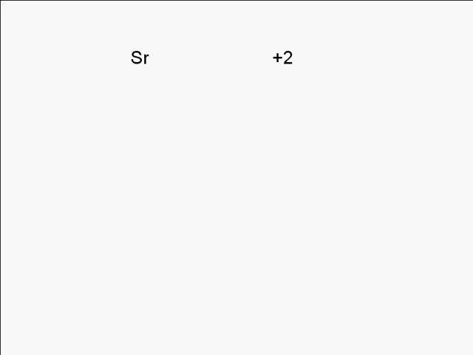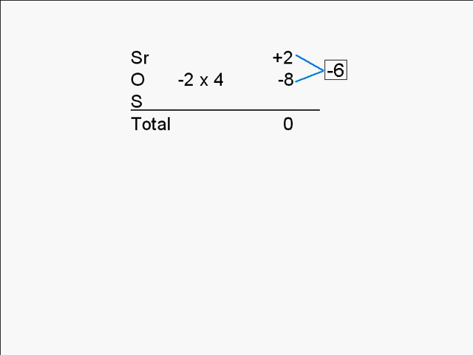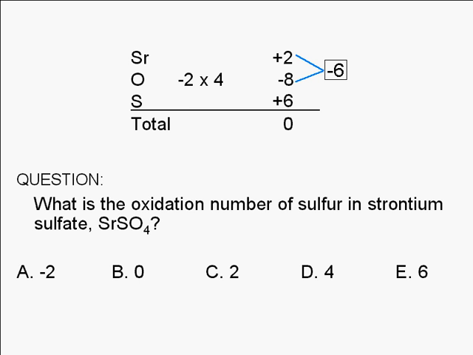Strontium is a +2 oxidation number. To that we add 4 oxygens, each at a -2, for a total of -8. So the strontium and oxygen together give us -6. We only have 1 sulfur left. So to get a total of 0, the sulfur must have an oxidation number of +6. So the correct answer is E.